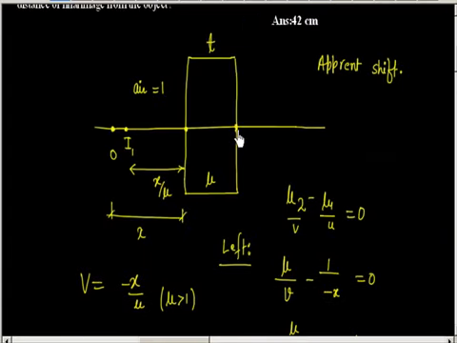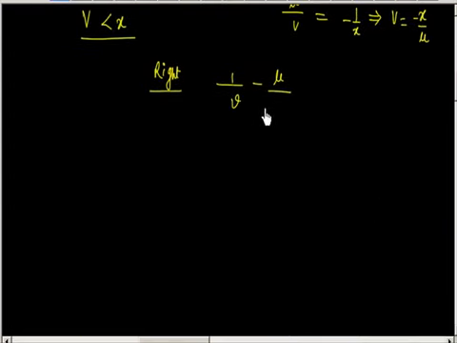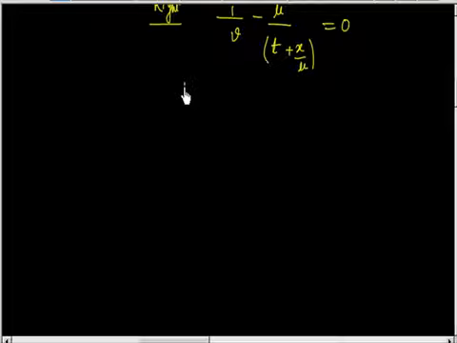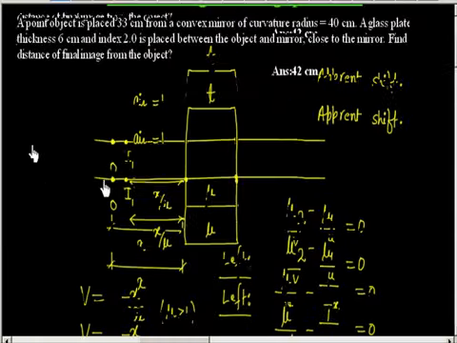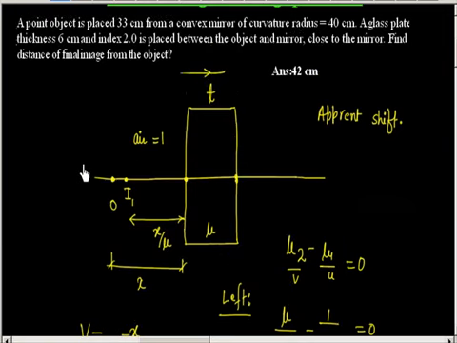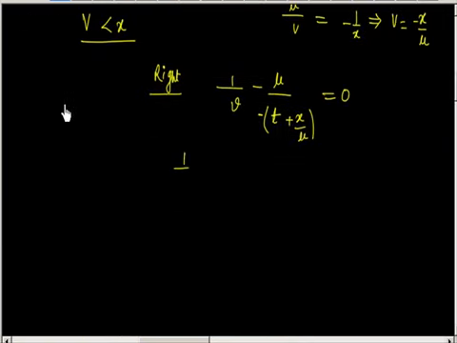This is the distance from the pole. So what is the distance? This distance is t and this distance is x by mu, so the total distance is t plus x by mu, and this is equal to 0 because the radius of curvature is infinite. I have to put a minus sign also because the object is on this side and the ray is going in this direction, so apply the sign convention. So this is again negative, so I will have 1 by v is equal to mu divided by t plus x by mu. Are you getting or not? So what is v in this case? You can solve for v.